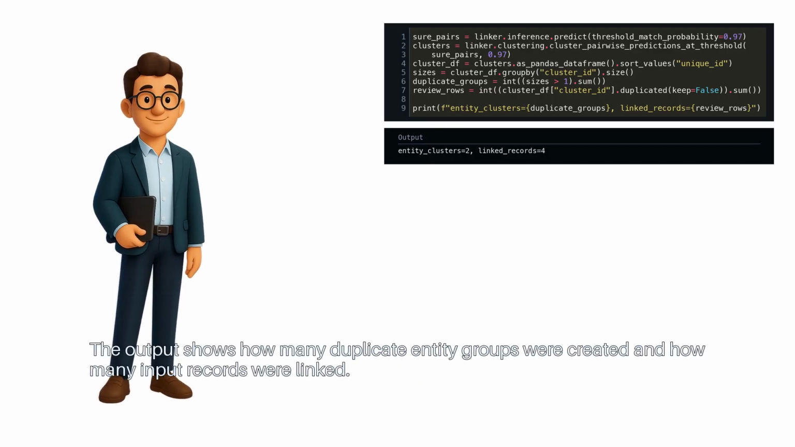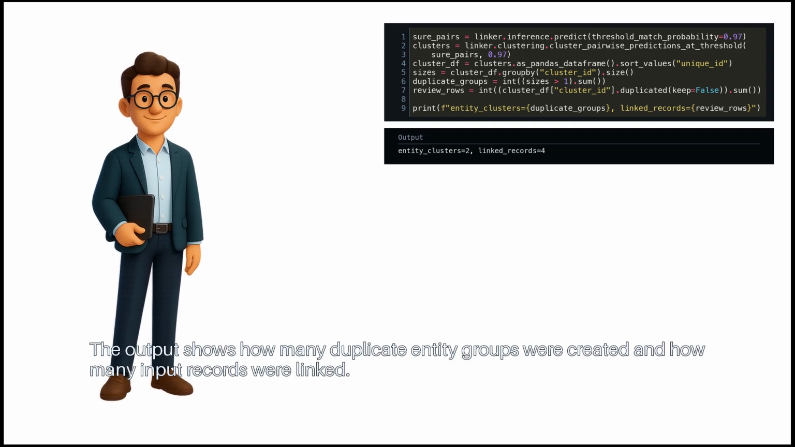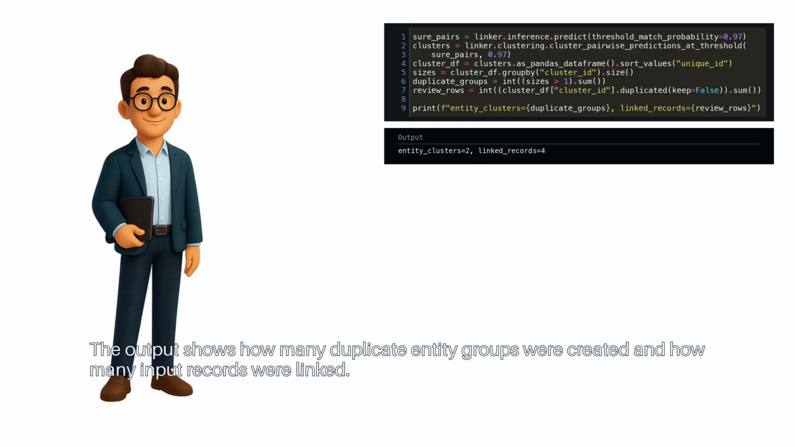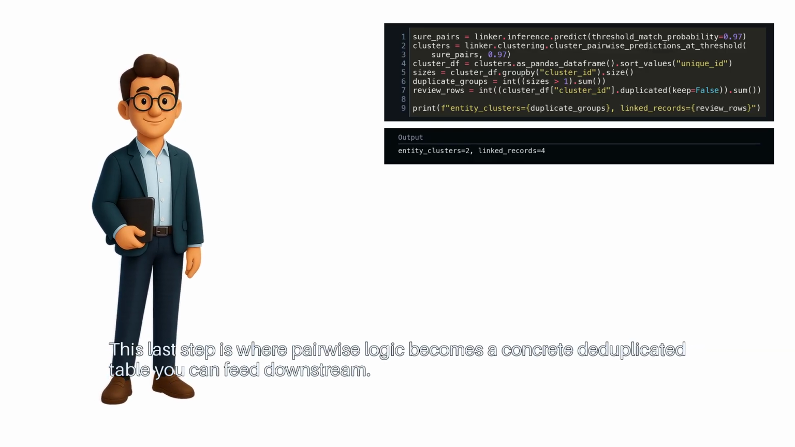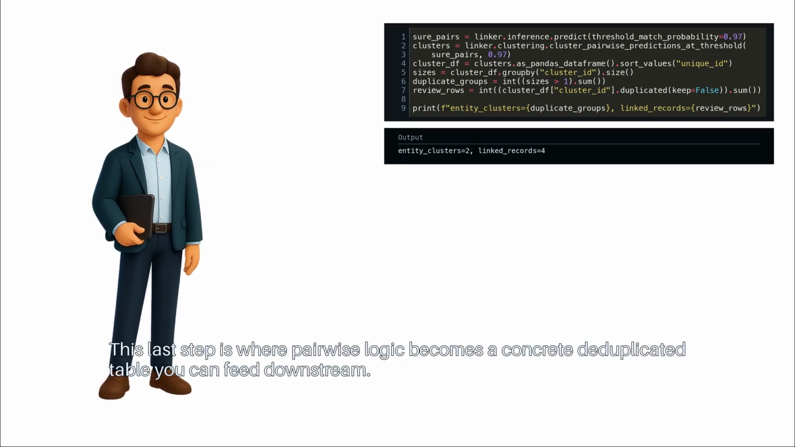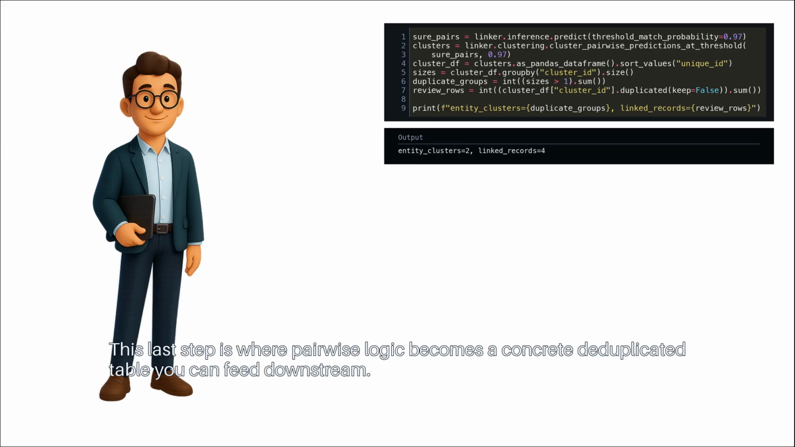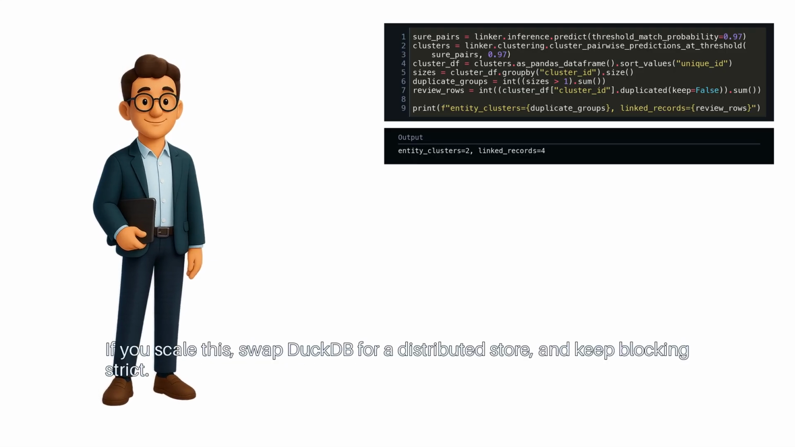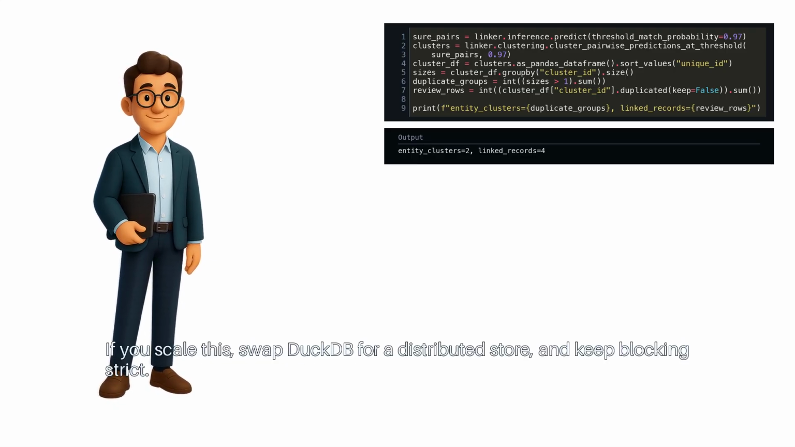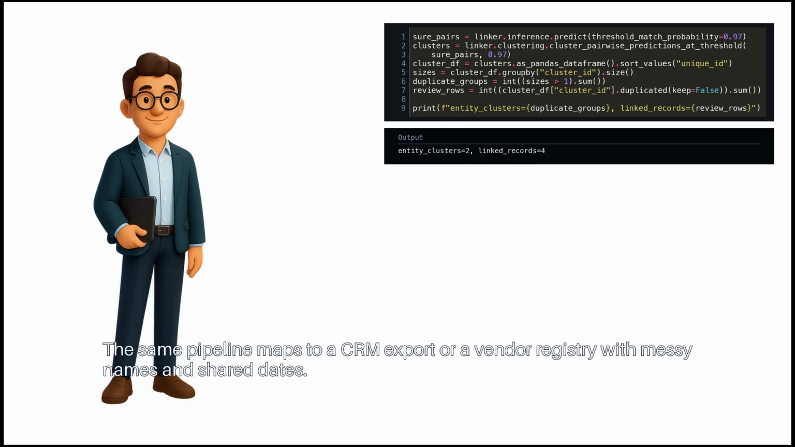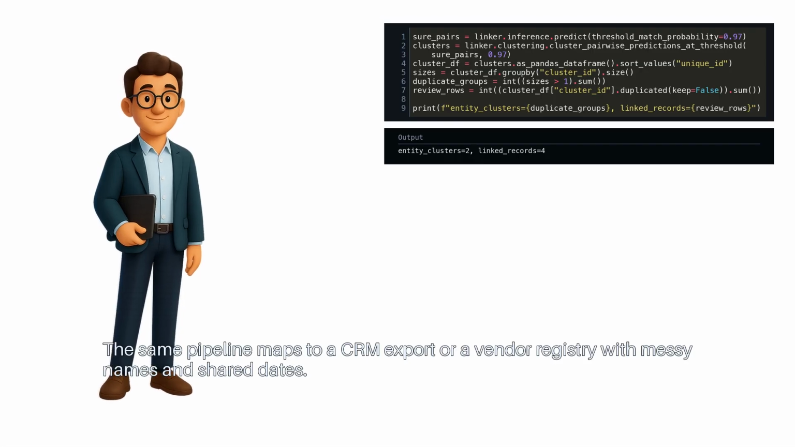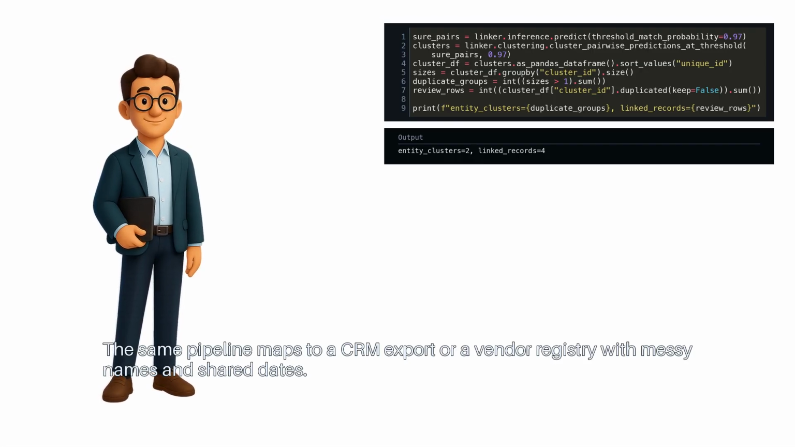The output shows how many duplicate entity groups were created and how many input records were linked. This last step is where pairwise logic becomes a concrete deduplicated table you can feed downstream. If you scale this, swap DuckDB for a distributed store and keep blocking strict. The same pipeline maps to a CRM export or a vendor registry with messy names and shared dates.